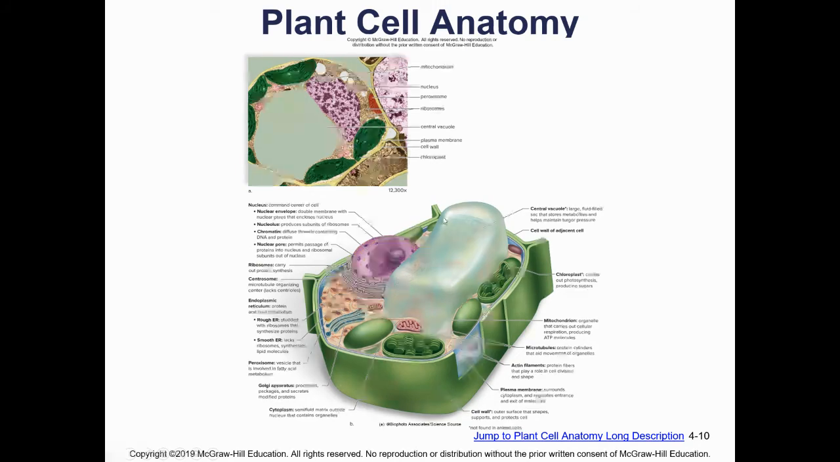This gives me a little water storage capacity, and I can get rid of some of my toxic wastes by putting them in there. Get them out of the cell. Well, it's hard to get through that cellulose cell wall, so I'll just store them in there until I can break them down.